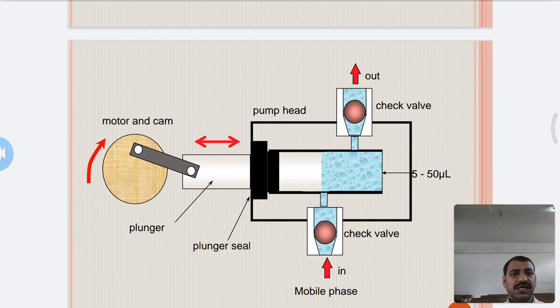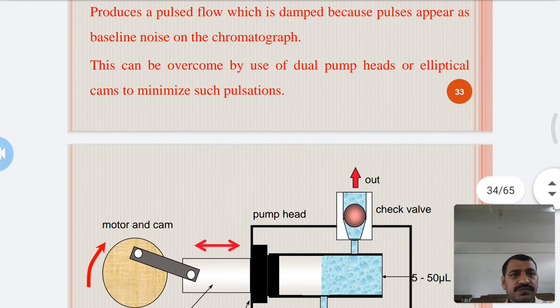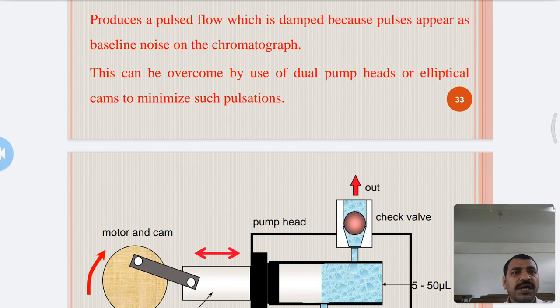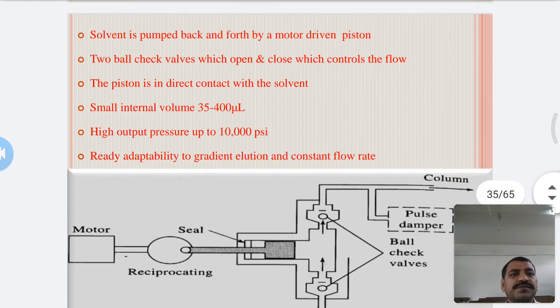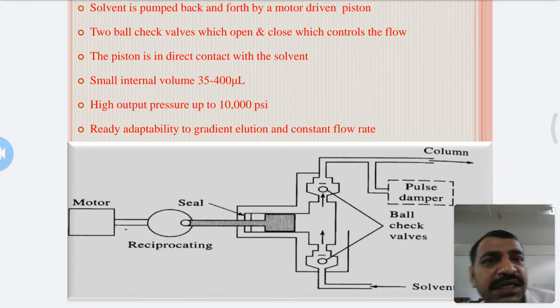Here motors are used and two check valves are present, and these check valves transfer the solvent or mobile phase. In this transfer of the mobile phase they produce noise. That is why we use a double pump. The second is represented diagrammatically. Solvent is pumped back and forth by the motor driven piston. So double pistons are also used because they reduce the noise in the chromatogram.